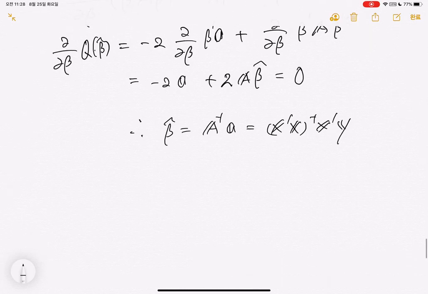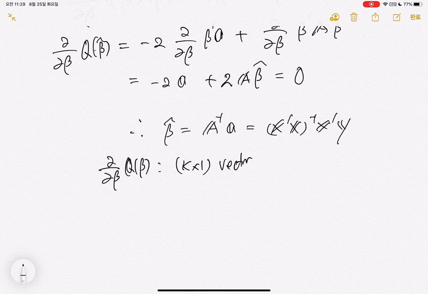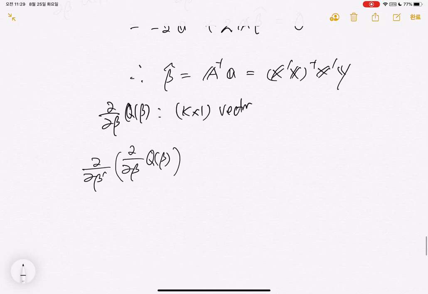The second order derivative is this. Here partial beta Q of beta is a k by 1 vector. So to do the second order derivative, we do this: partial beta prime, partial beta Q of beta. Okay, and this is a k by 1 vector, this is 1 by k.